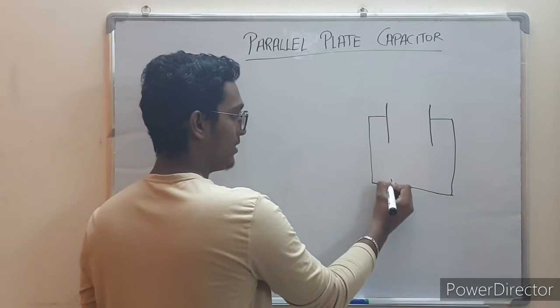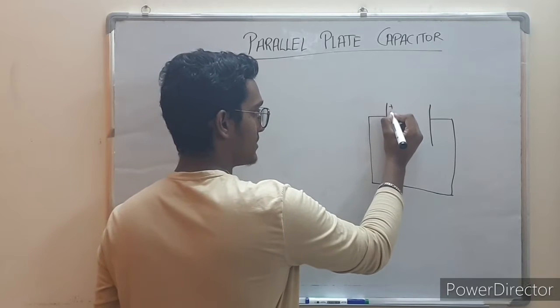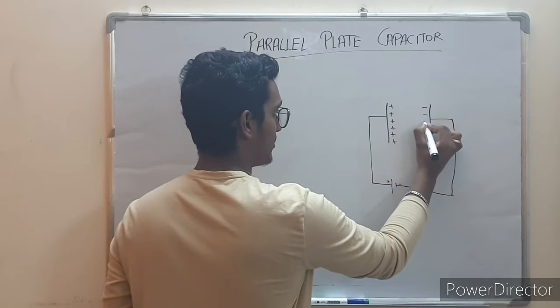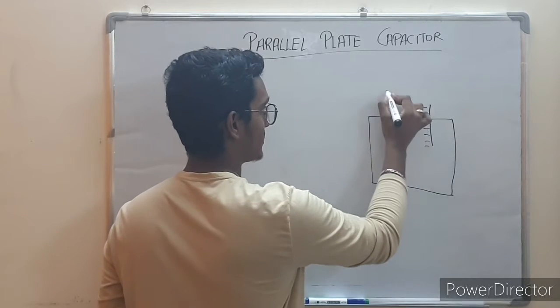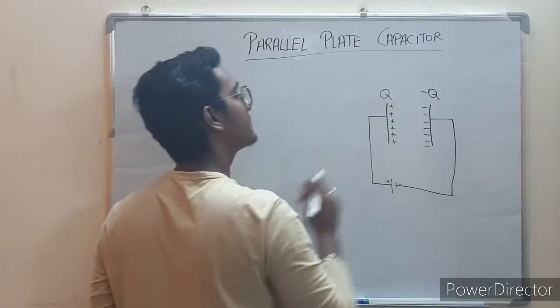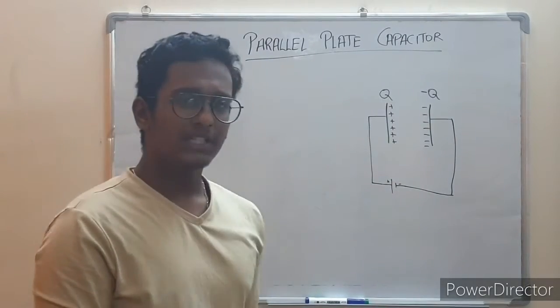The positive terminal accumulates positive charges on the left side of the capacitor and negative charges on the right side of the parallel plate capacitor. Let's call this Q, the charge accumulated, and this is minus Q. So how do we proceed with the derivation?